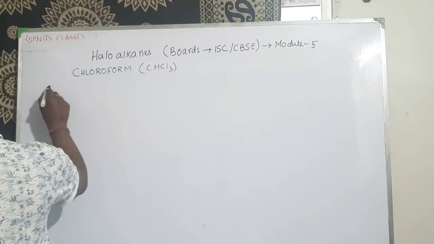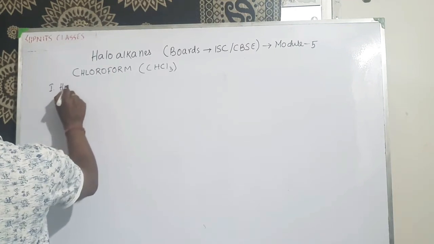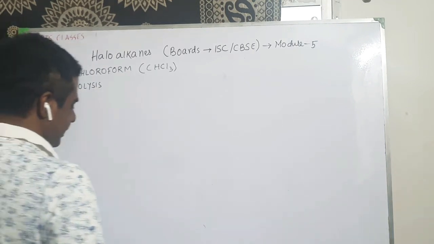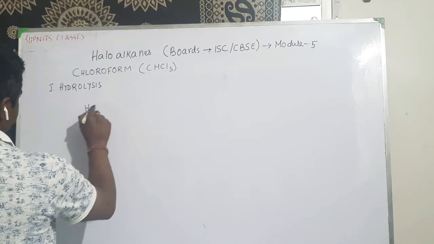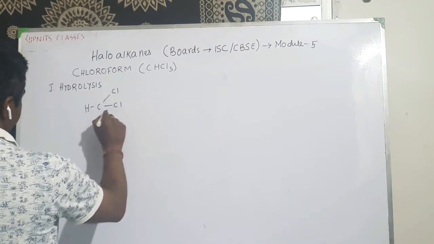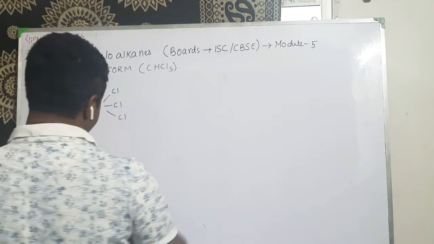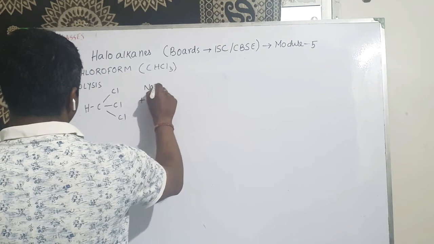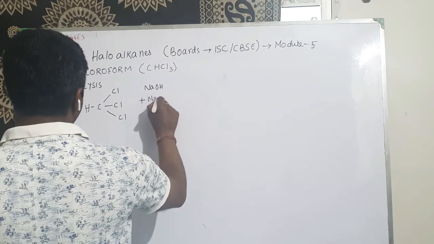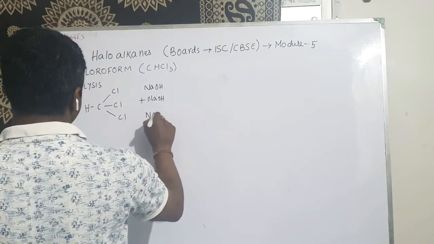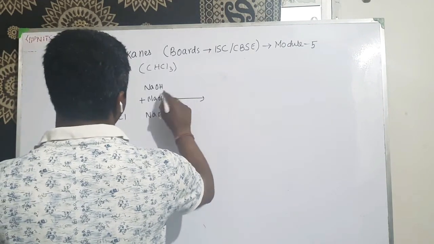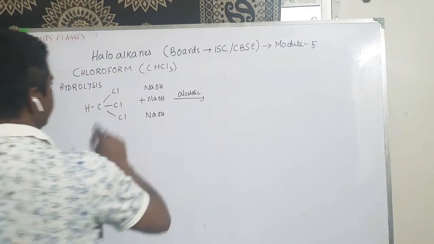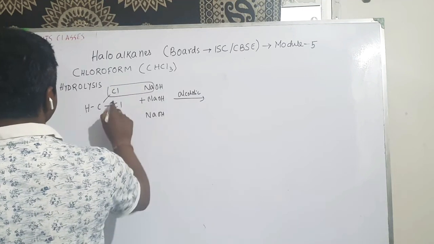Number 1 reaction is hydrolysis. Hydrolysis of chloroform. This is important. So here is the chloroform structure. If you give alcoholic NaOH, all the NaOH shall be alcoholic. Here 3 molecules of NaCl will go out like this.